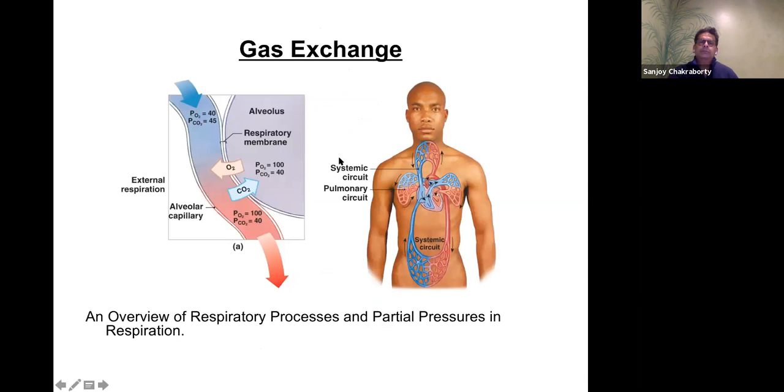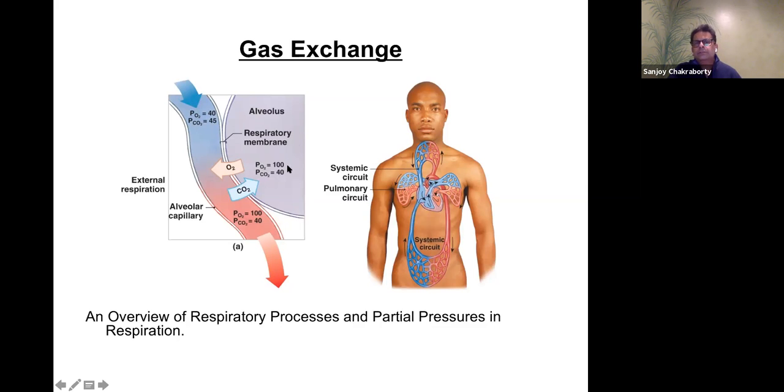So this is taken from another book. That's why the oxygen appears as 100. So 100, 105 is fine. So this is the alveolus. That's the volume coming up from the heart. So again, the oxygen pressure is 40, carbon dioxide 45.